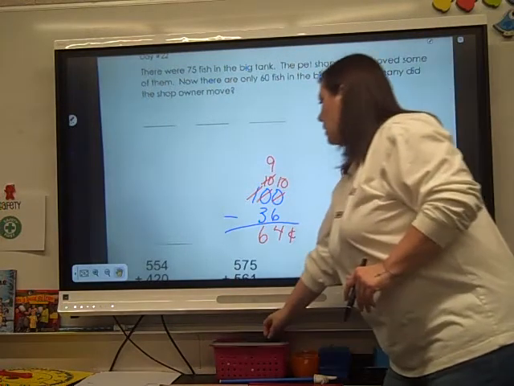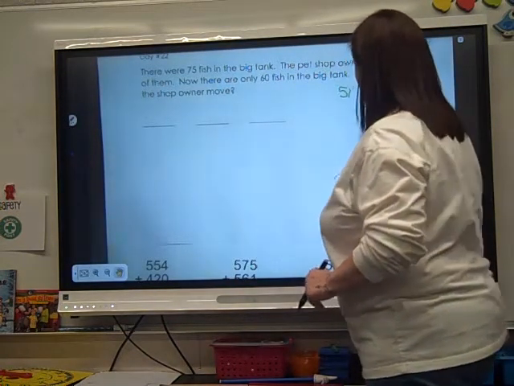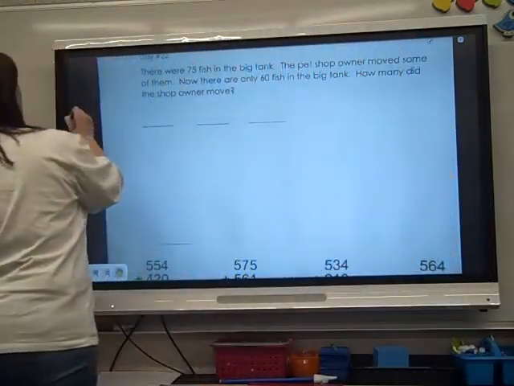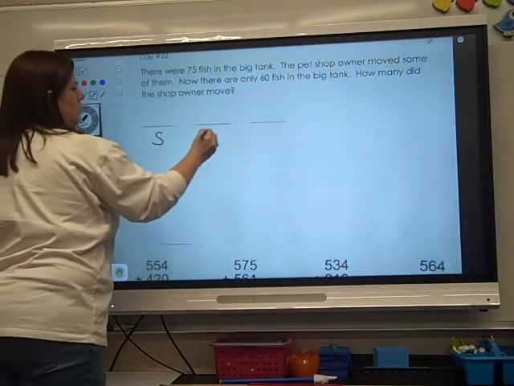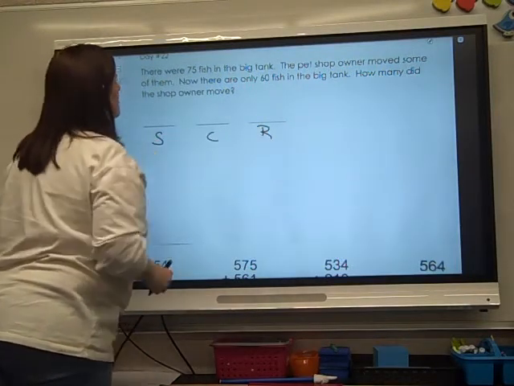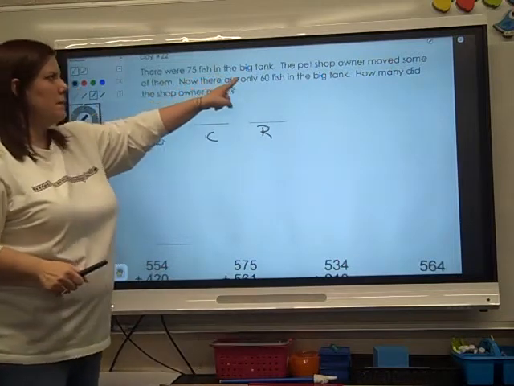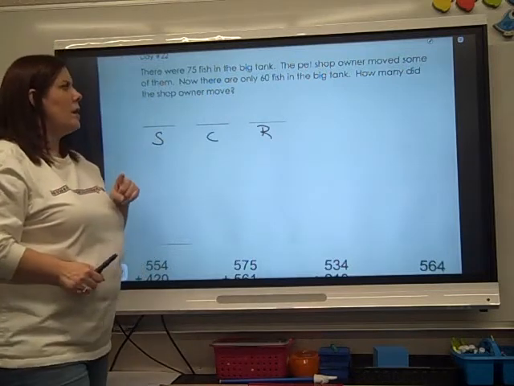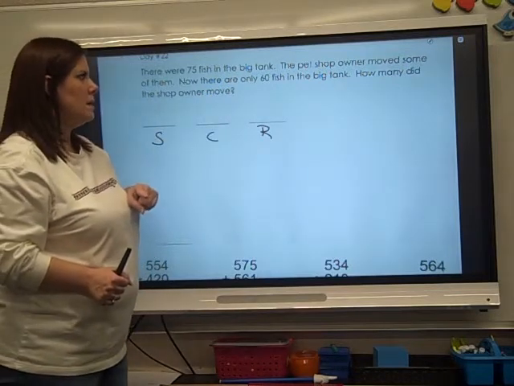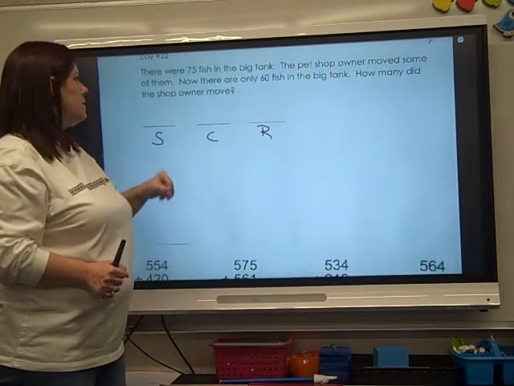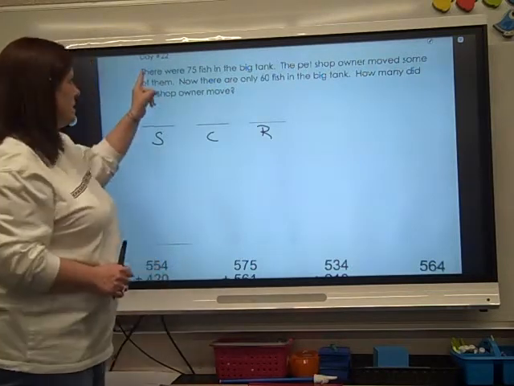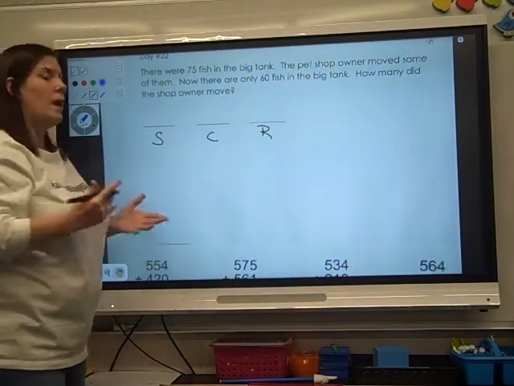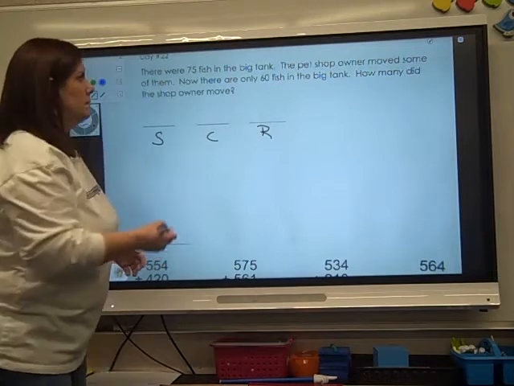All right, we've got one word problem today, guys. Okay, go ahead and let's put your start, your change, your result. There were 75 fish in the big tank. The pet shop owner moved some of them. Now there are only 60 fish in the big tank. How many did the shop owner move? All right, let's look at the first sentence. There were 75 fish in the big tank. So how many started in that big tank? 75.